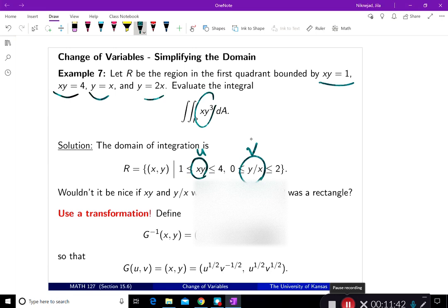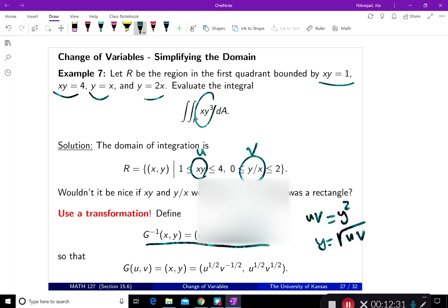And so in here, again, I will have the inverse, that is g inverse of x and y is going to be u and v, which is, I chose u to be xy and v to be y over x. And now can I find what g is? Yes, if you want to solve for x and y over here, this is u, this is v. So if I multiply u times v, what I get is going to be xy times y over x, which is y squared. So y is equal to, and I know we're on the positive side, square root of uv.